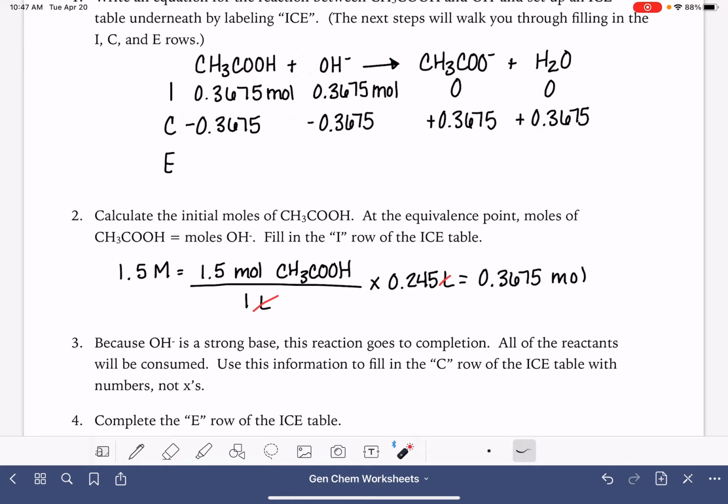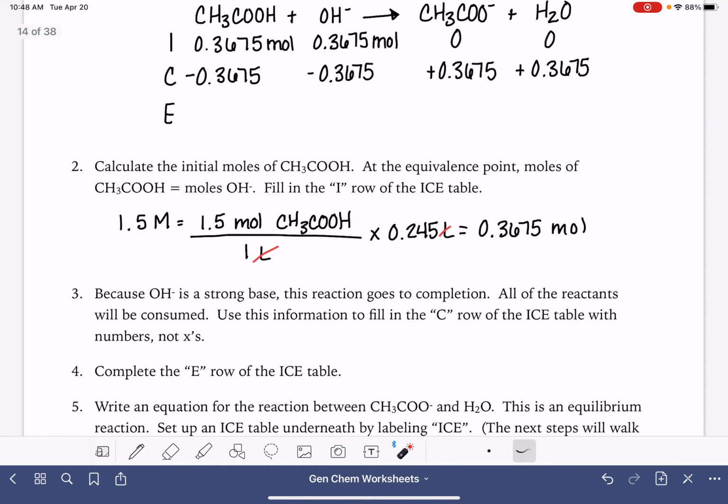And again, this is because it's a strong base. Even though this is a weak acid, that doesn't really matter. The strong base is controlling the reaction. The strong base, by definition, reacts to completion, and it's going to drag this acetic acid along with it in terms of reacting to completion.